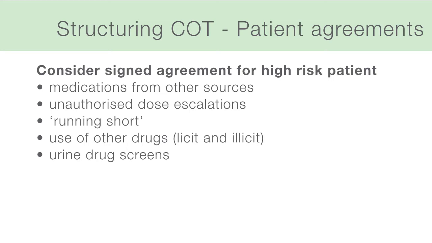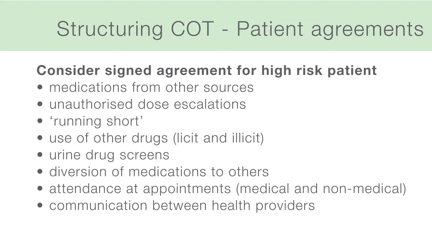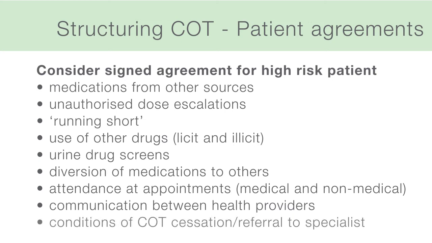The use of urine drug screens, and we'll talk about that very shortly. Diversion of medication to others, to avoid doing that, absolutely. The attendance of appointments, how critical that will be in terms of making those appointments, and if they need to be cancelled, to reschedule and to make sure that they're adhering to your agreed treatment plan. Who's communicating amongst health providers, so making sure that they're aware that you'll be phoning the pharmacy occasionally to find out how they're going. And also, we talked about earlier, the chronic opioid treatment cessation plan, when things will be stopped or referred onwards to a more specialist program if things are becoming more difficult.